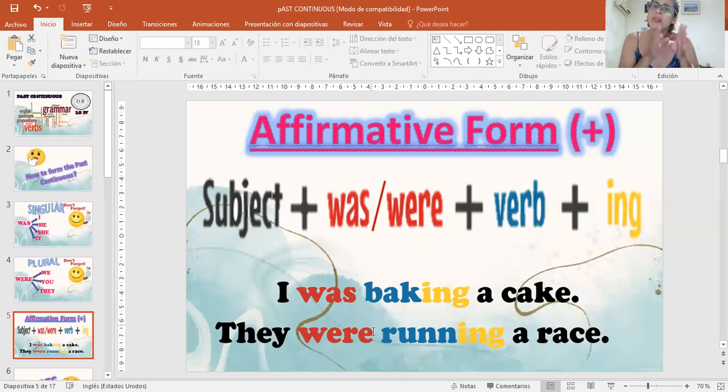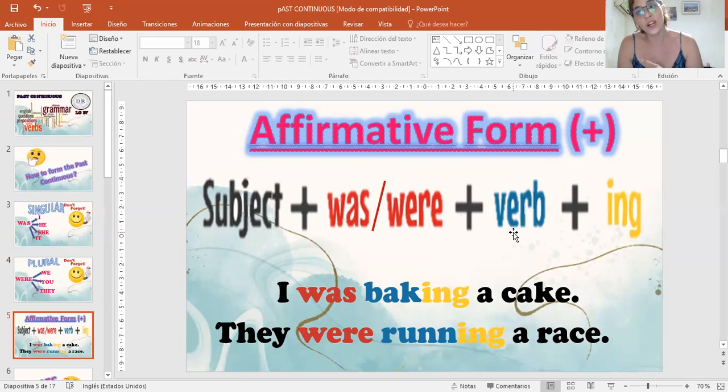We have the presence of the subject. The subject determines who or what I am talking about in a sentence. Then the verb was or were, which is going to depend on the subject I used before. If it's singular, I'm going to use was. If it's plural, I'm going to use the verb were.